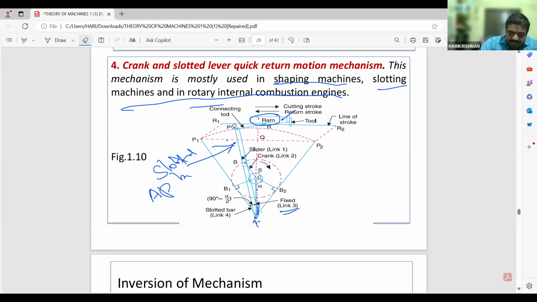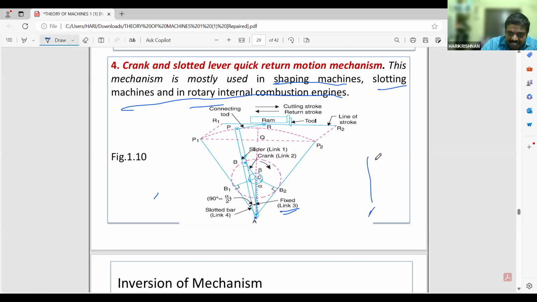Once again, I will explain. Please listen. If you have any doubt, please listen. So this link AC is fixed. That is this one. From A, you have connected AP. AP is the slotted bar. Okay, slotted bar.